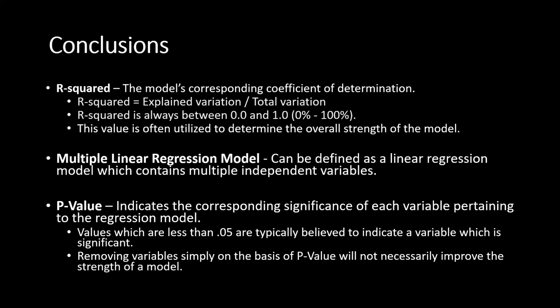A multiple linear regression model can be defined as a linear regression model which contains multiple independent variables. And p-value indicates the corresponding significance of each variable pertaining to the regression model. Values which are less than 0.05 are typically believed to indicate a variable which is significant, and removing a variable simply on the basis of p-value will not necessarily improve the strength of the model.